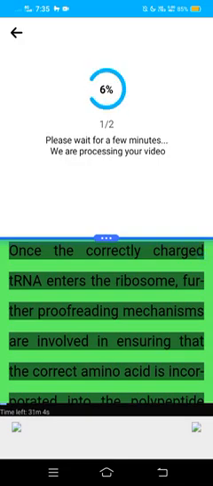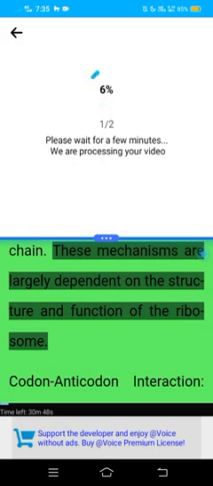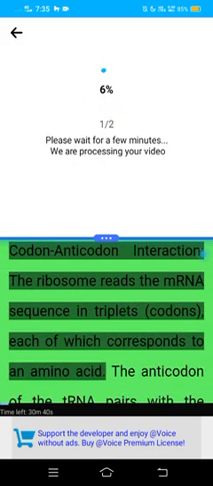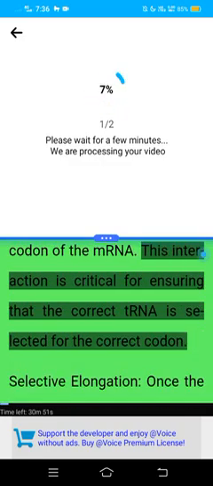Once the correctly charged tRNA enters the ribosome, further proofreading mechanisms are involved in ensuring that the correct amino acid is incorporated into the polypeptide chain. These mechanisms are largely dependent on the structure and function of the ribosome. Codon-anticodon interaction. The ribosome reads the mRNA sequence in triplets called codons, each of which corresponds to an amino acid. The anticodon of the tRNA pairs with the codon of the mRNA. This interaction is critical for ensuring that the correct tRNA is selected for the correct codon.